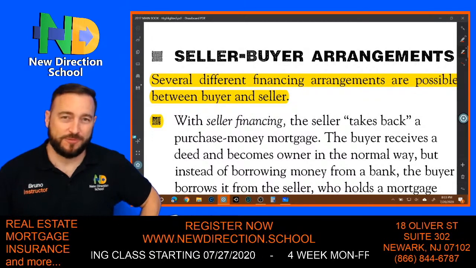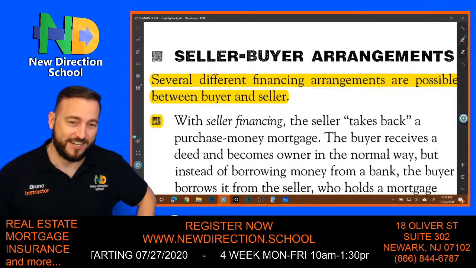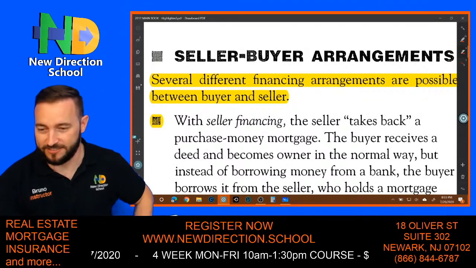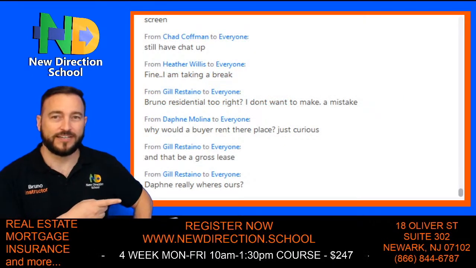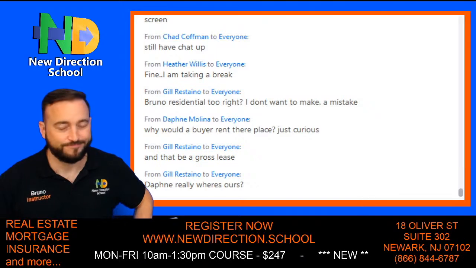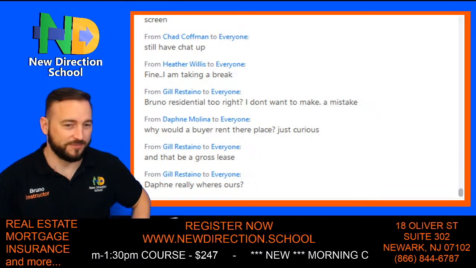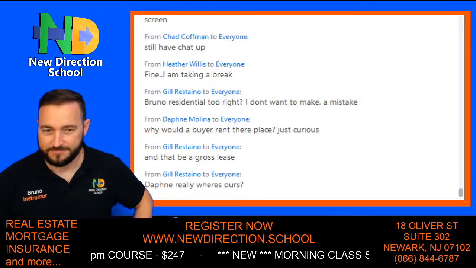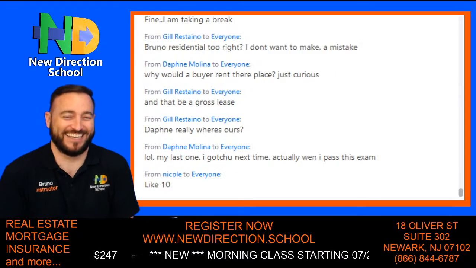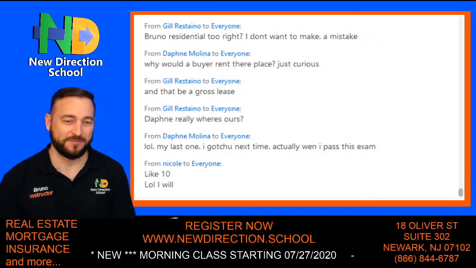Oliver Street. That's all you have to remember. 18 Oliver Street, Newark, New Jersey. We're on the third floor. There's an elevator for you. Come on. See what Gil just said? Look, let me show you guys. Right here. Daphne and Nicole. Nicole, you're closer, so come on. Nicole, you're like 12 minutes away from here? 12, 13 minutes away? Come on. Since your mom is always bothering you, tell her to come drop off some ice cream. This way she won't. 10 minutes? Okay. Maybe it's 10 minutes.